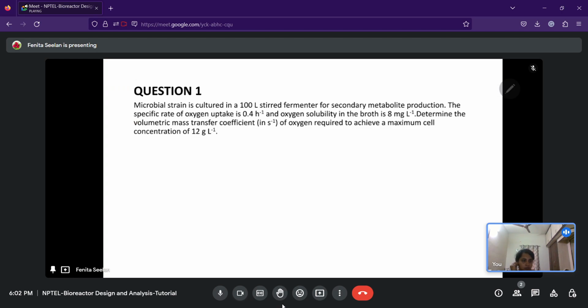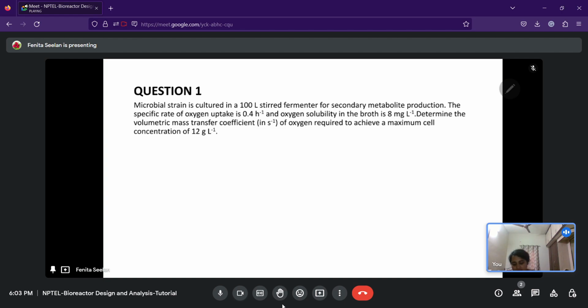So let's go to our first question. Question number 1: a microbial strain is cultured in a 100-liter stirred-tank fermenter for secondary metabolite production. The specific rate of oxygen uptake is 0.4 per hour and oxygen solubility in the broth is 8 mg per liter. Determine the volumetric mass transfer coefficient in second inverse. So we have to calculate the KLa required to achieve a maximum cell concentration of 12 gram per liter.